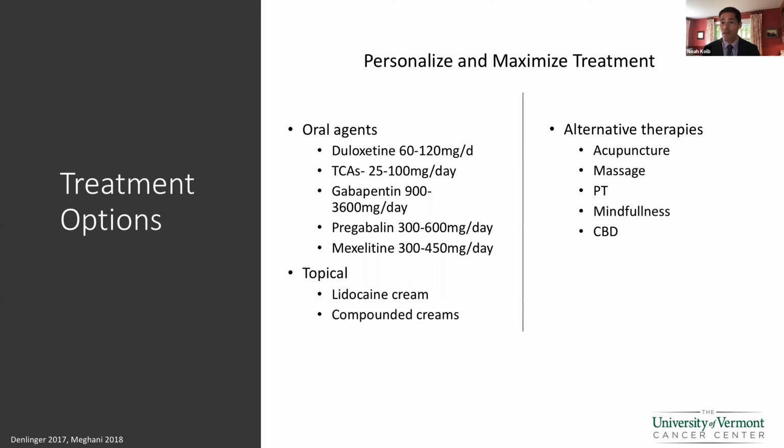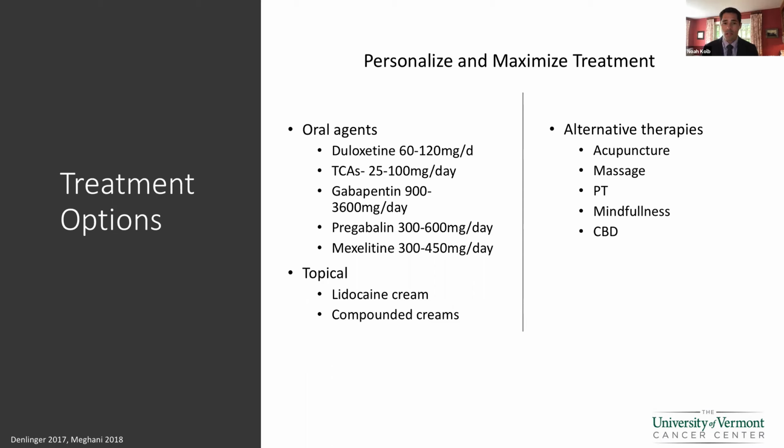There are other therapies that have been found to be very helpful. Many of my patients benefit from acupuncture. Some prefer massage. Physical and occupational therapy have a very important role for patients who are having numbness, difficulty with dexterity or their balance, and mindfulness can be really helpful as well.